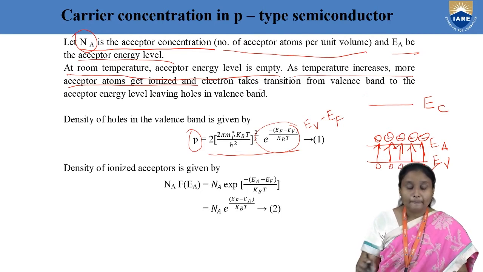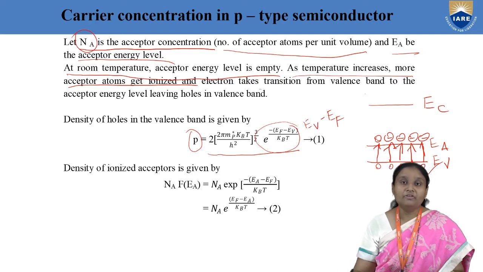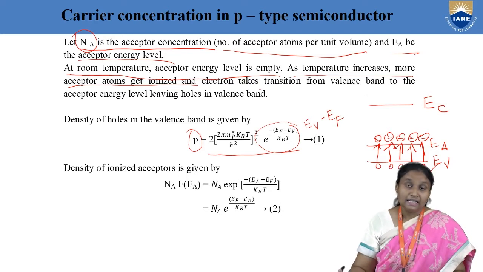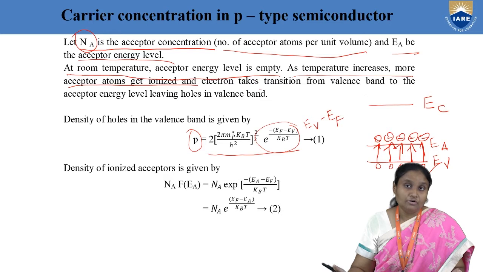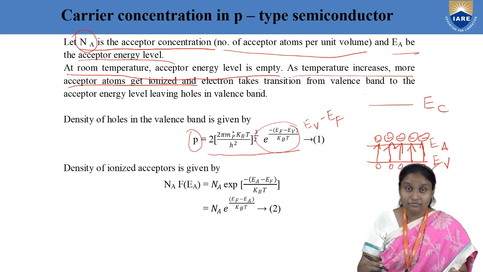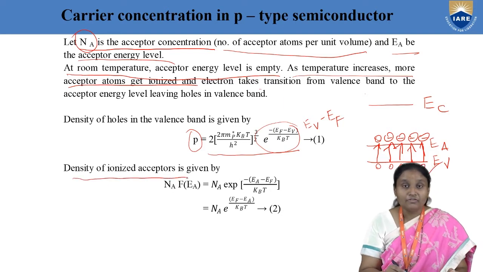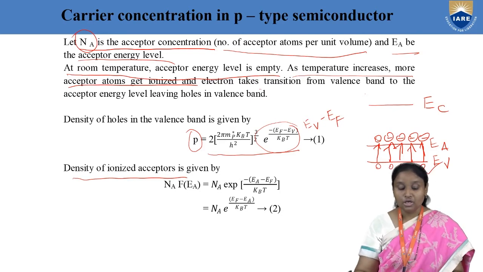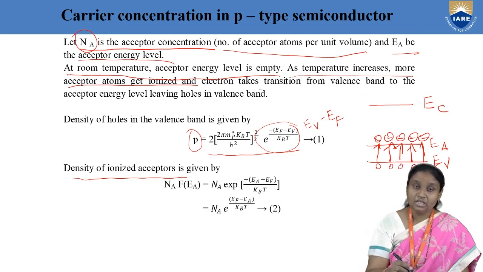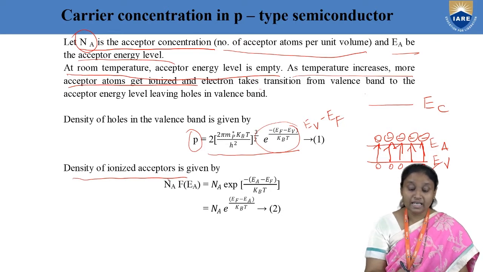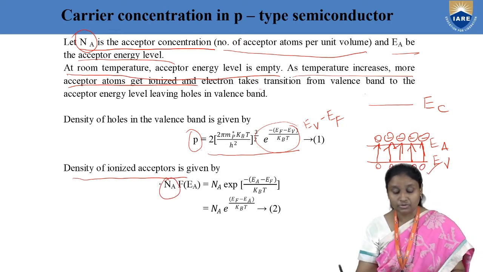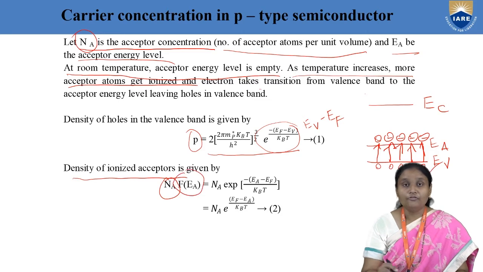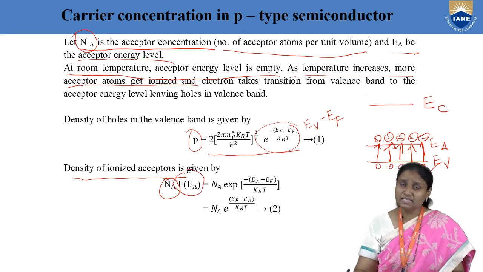Now next, how do we know how many acceptors are taking electrons from the valence band of the intrinsic semiconductor? For that, we have to know the density of ionized acceptors, that is, how many acceptor atoms are present per unit volume. So for that, what I have done: how many acceptor impurities have I added? Na number of acceptor impurities into F of Ea. What is F of Ea?